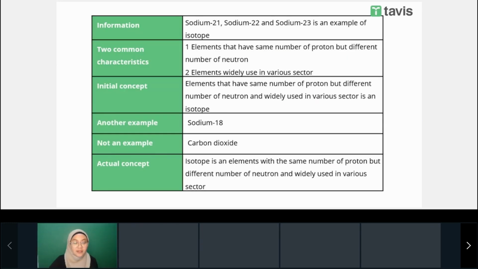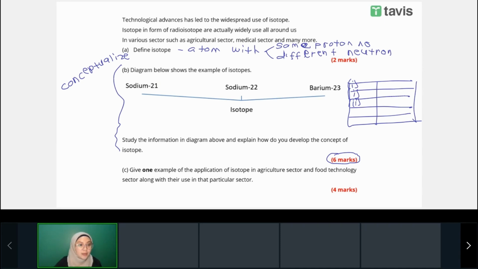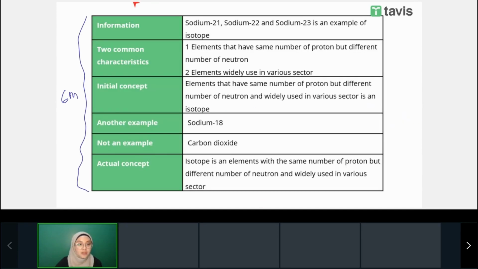Let's see the complete table that I already provided here. You can get 6 marks by making this table only. If you want to write an essay, that also works. It's up to you. The first one, provide the information. They give you that sodium 21, sodium 22, sodium 23 are isotopes.